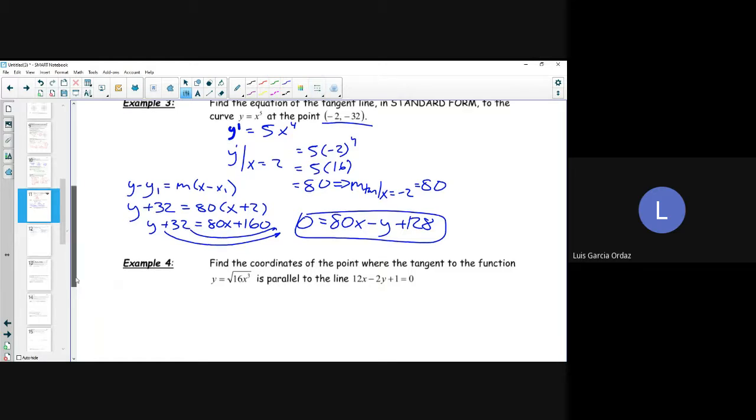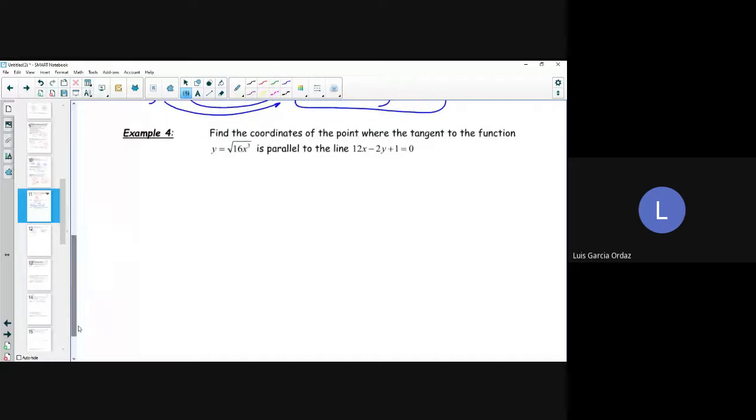Oh look, another example that won't take us a page. So find the coordinates of the point where the tangent to the function y is equal to root of 16x cubed is parallel to 12x minus 2y plus 1. Oh my gosh, this looks like question number 8 or 7 on your test. Wow. So what do we have to do first? We have to find the slope of the line given in standard form.